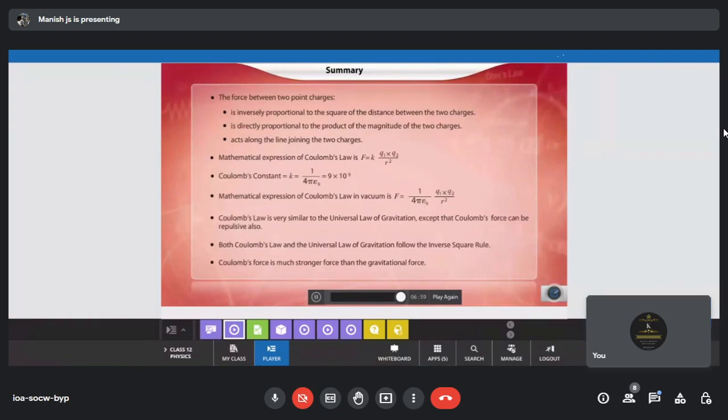So Coulomb's law formula is F is equal to K Q1 Q2 upon R square, where K is nothing but your electrostatic force constant or Coulomb's constant, we can say. The value of K is 9 into 10 power 9. What is the unit of K? The value is 9 into 10 power 9. What would be the unit? Newton meter square per Coulomb square. Yes, Newton meter square by Coulomb square. Very good. So that's how you find out the unit.